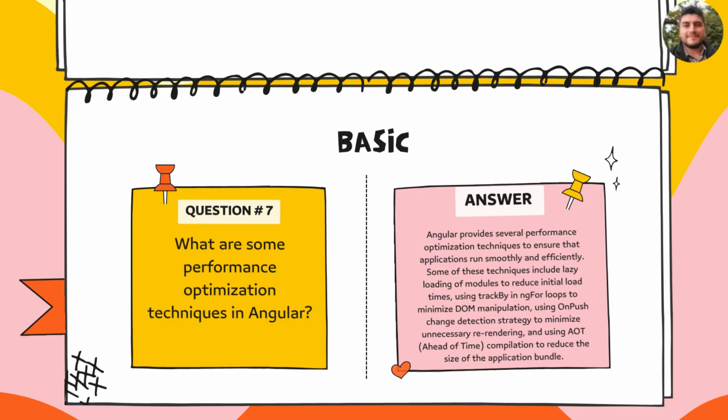Angular provides several performance optimization techniques to run the application smoothly and efficiently. Some of these techniques include lazy loading of modules to reduce the initial load times, using, for example, ngFor loops with trackBy to minimize DOM manipulations, using OnPush change detection strategy to minimize unnecessary re-rendering, and using AOT, ahead-of-time compilation, to reduce the size of the application bundle.